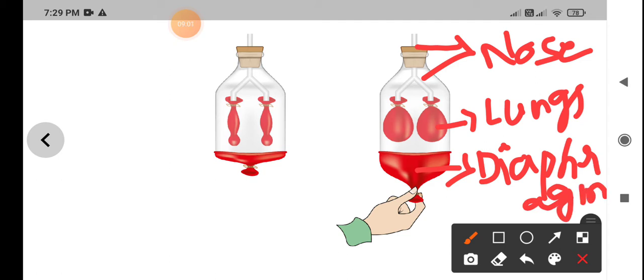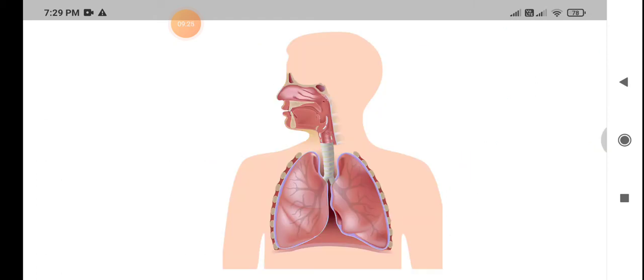Whenever we pull the diaphragm down, the lungs bulge out because the air enters inside. When we release, the diaphragm comes back to normal position and the balloons contract, and the air comes out through the straw. This is how your respiratory system works.